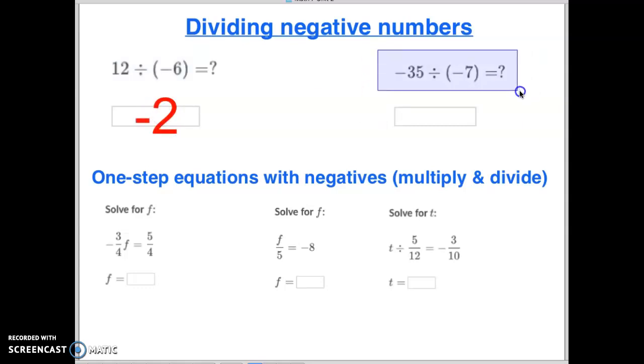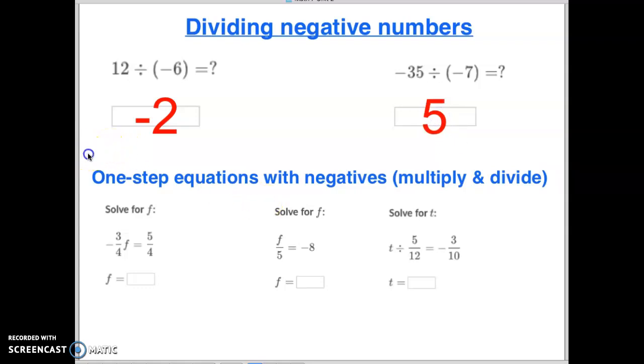On the second one, how many negatives do you have? You have two negatives. Two negatives creates an even number, so your answer will be a positive number. So your answer in this one will be positive, and now we just look at the numbers. What's 35 divided by 7? 35 divided by 7 is 5. Just that easy. You should get through that one very quickly.